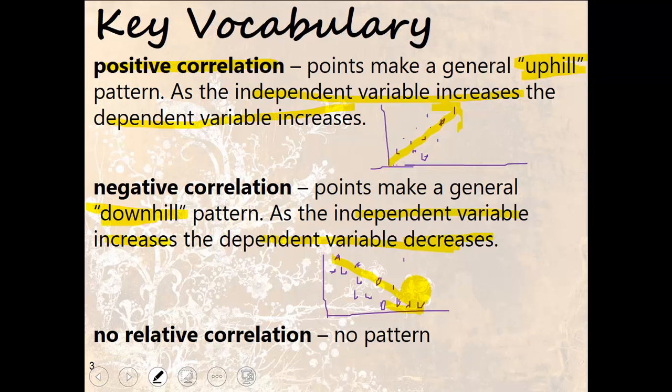And then no correlation is no pattern at all. Generally, you get like a rectangle for that.